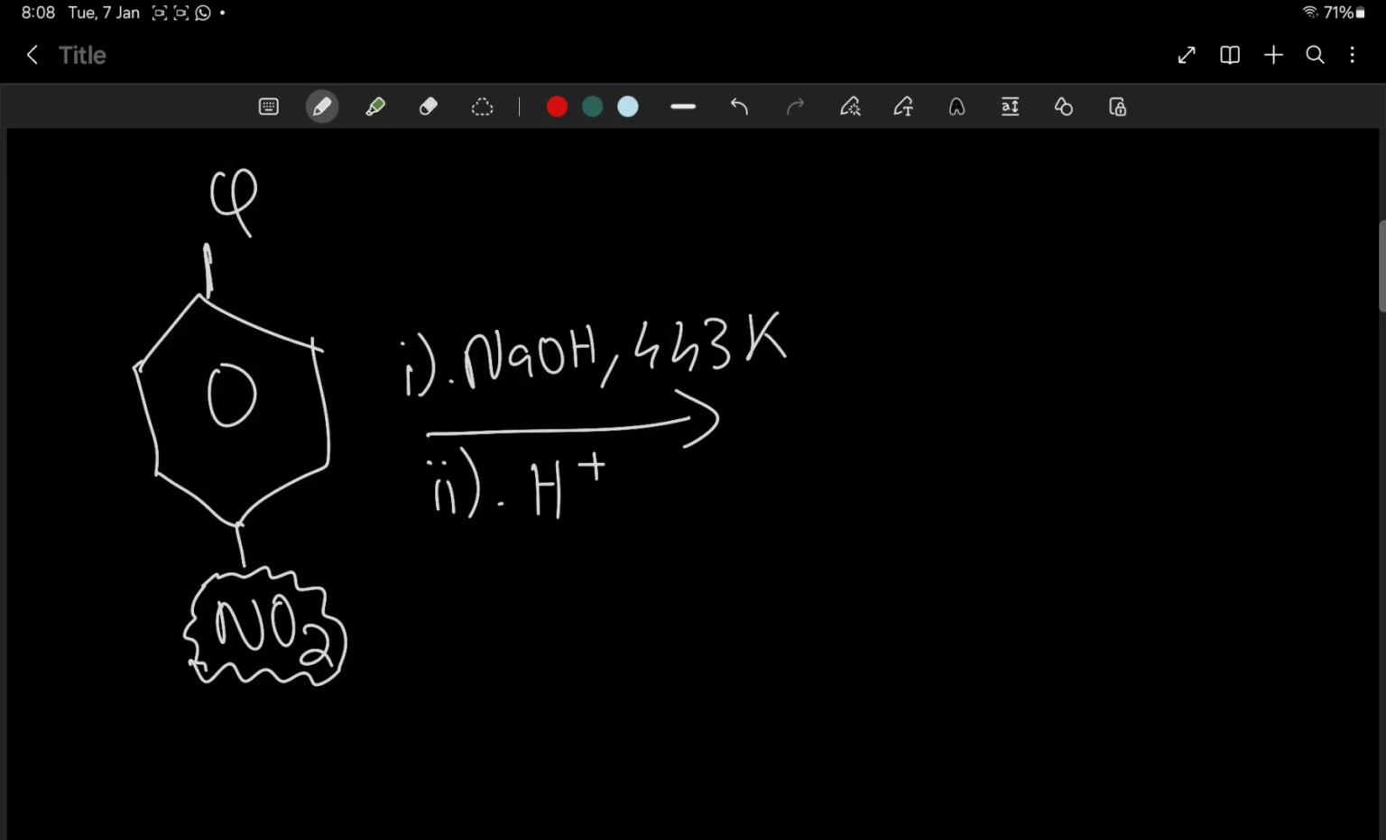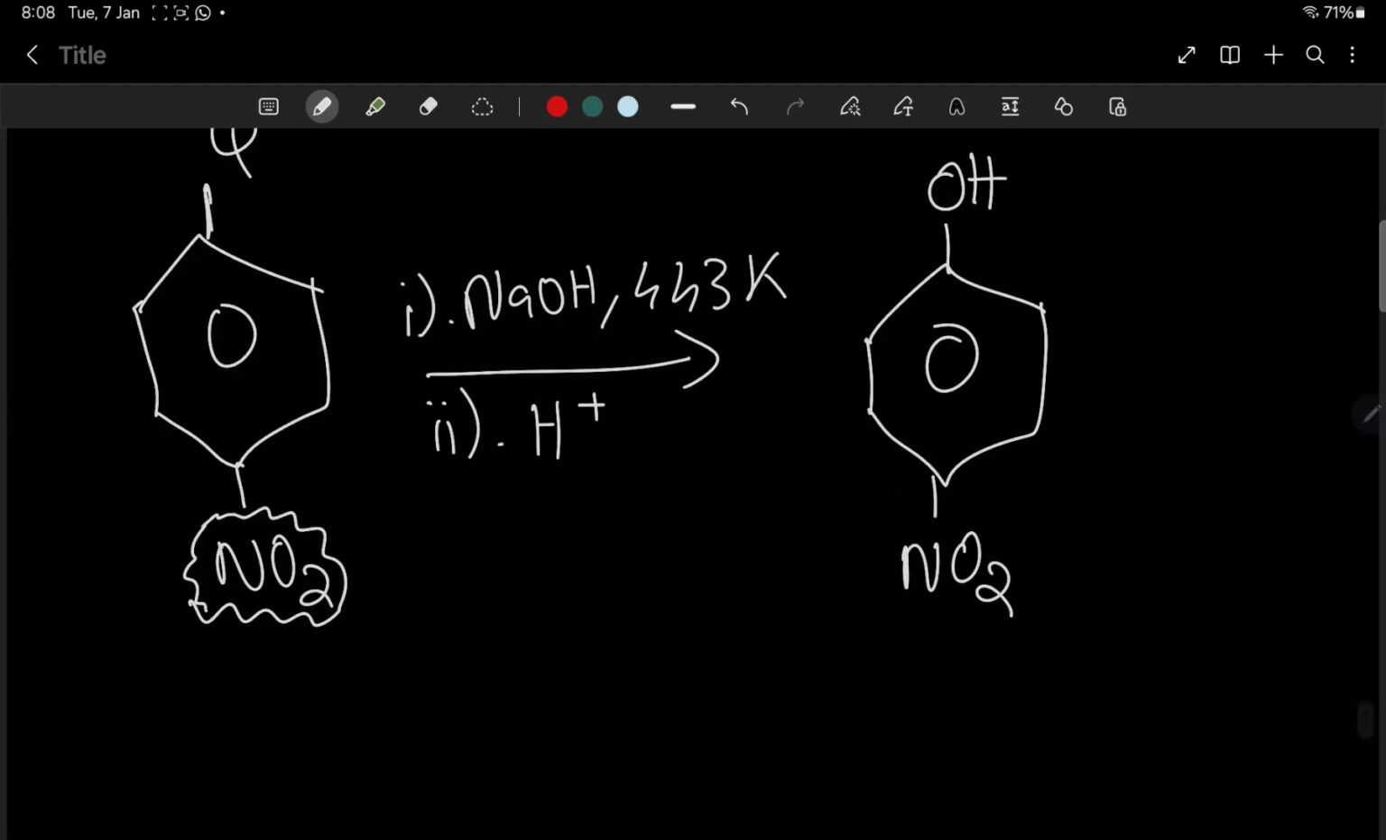You can understand that when NO2 comes, the partial double bond character is disturbed. The partial double bond character is pulled towards NO2. So the partial double bond character strength will decrease. So what happens here is that we get OH plus NO2.